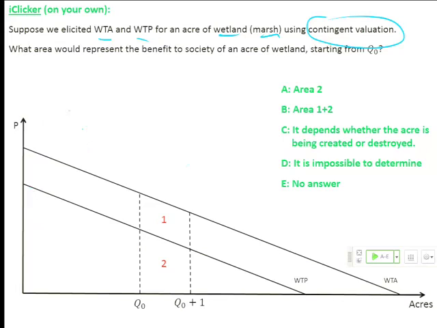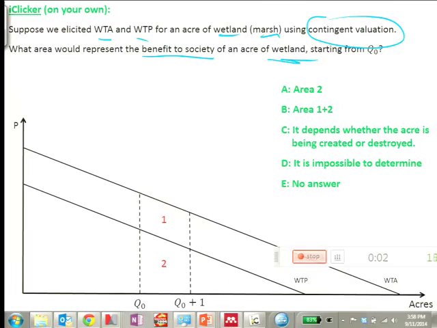What area in this diagram would represent the benefit to society, the value to society as a whole? We're doing benefit-cost analysis here, so I want to know what is the benefit to society of an acre of wetland. Let's assume that these are aggregated over the entire population. So which of these represents the benefit to society: area 2 by itself, or area 1 and 2 together, or C, D, or E?